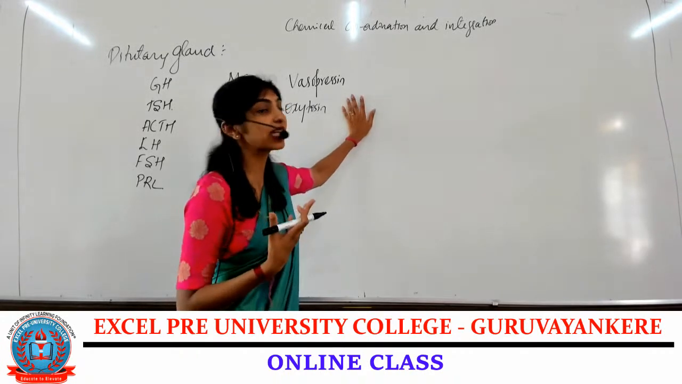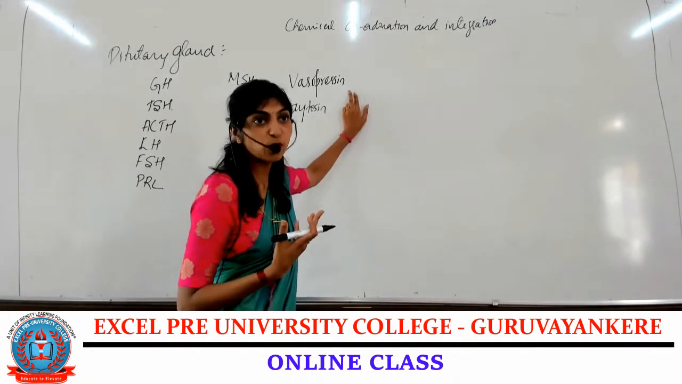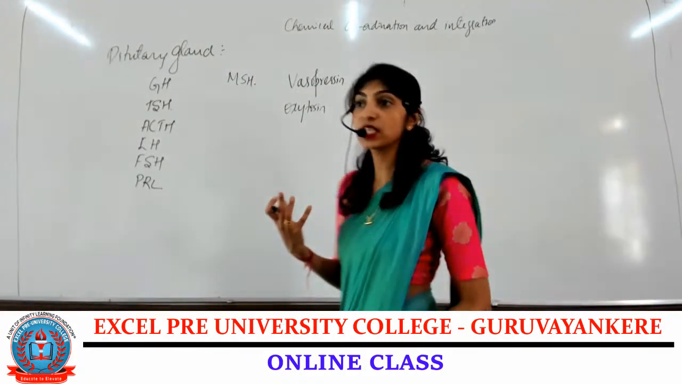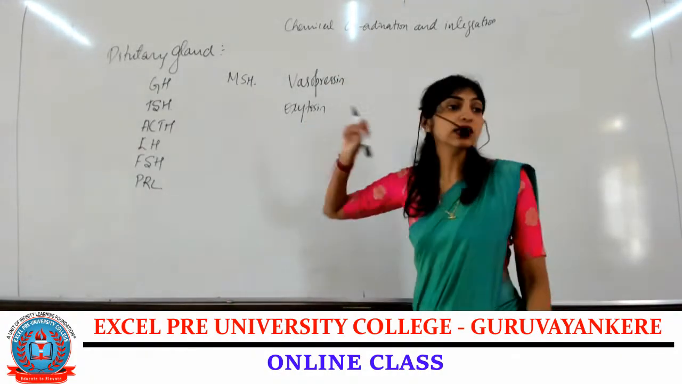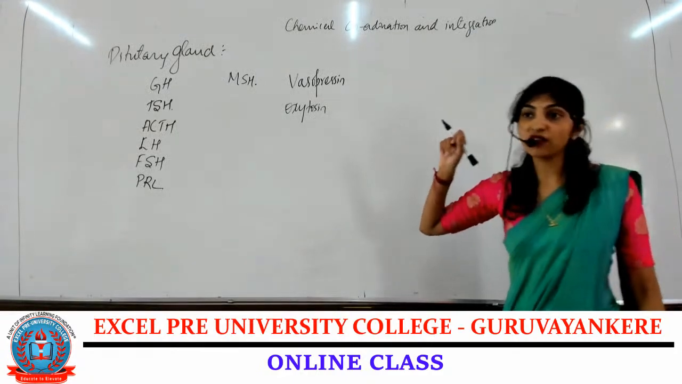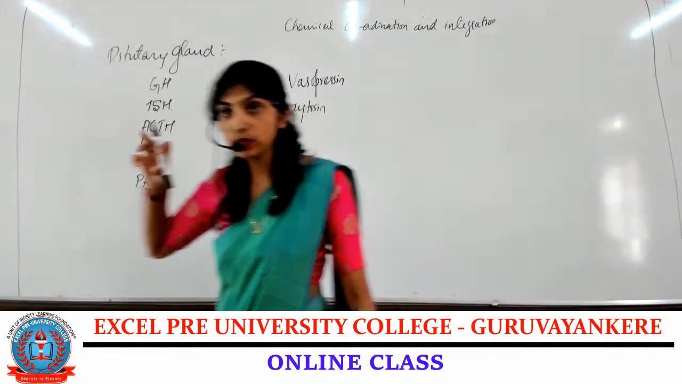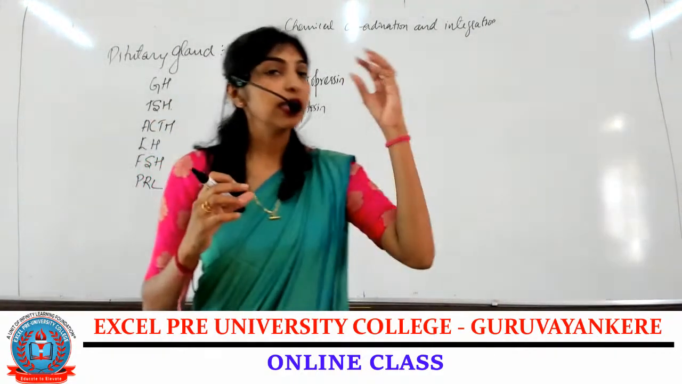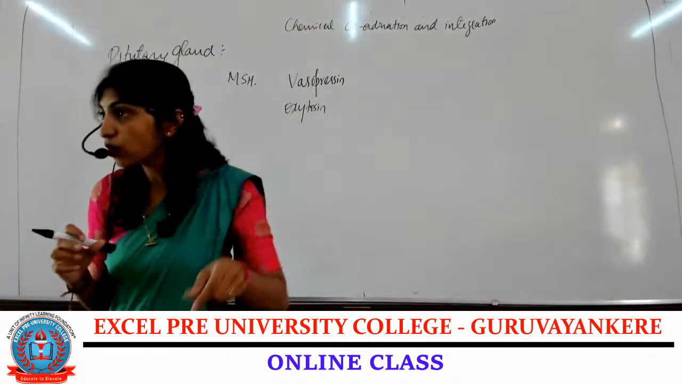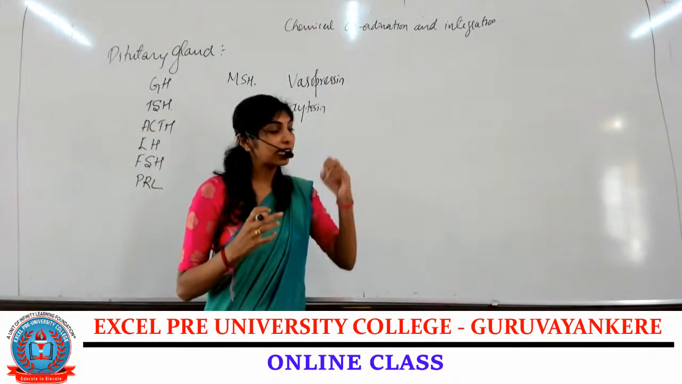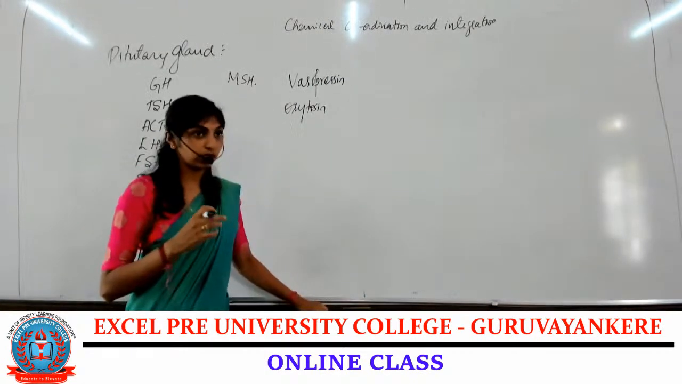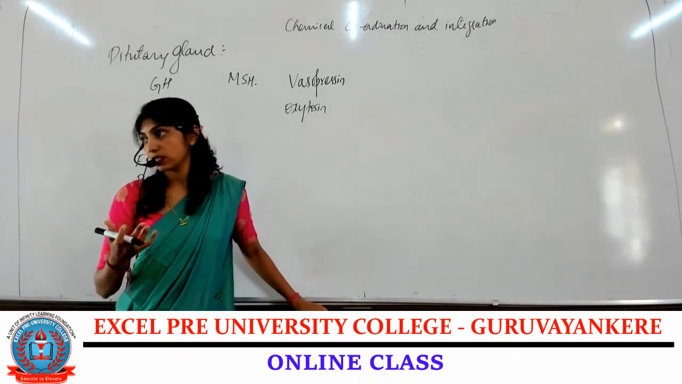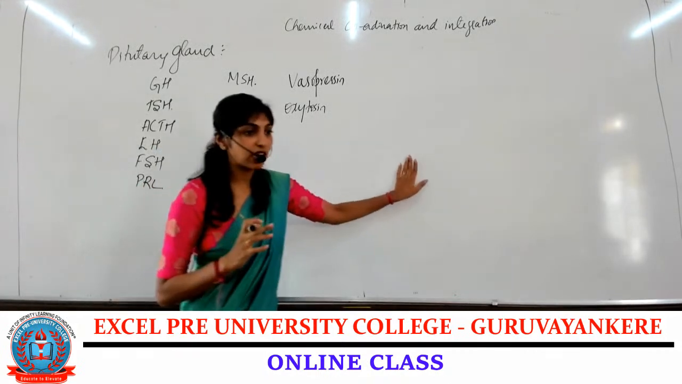Then vasopressin is mainly synthesized in which region? Hypothalamus. Which nucleus secretes vasopressin? Supraoptic nuclei. Oxytocin is synthesized by the paraventricular nuclei of the hypothalamus. They are synthesized there, pass along the axons of the nuclei, and are secreted by the neurons to the posterior pituitary. This is what we have studied in the last class.